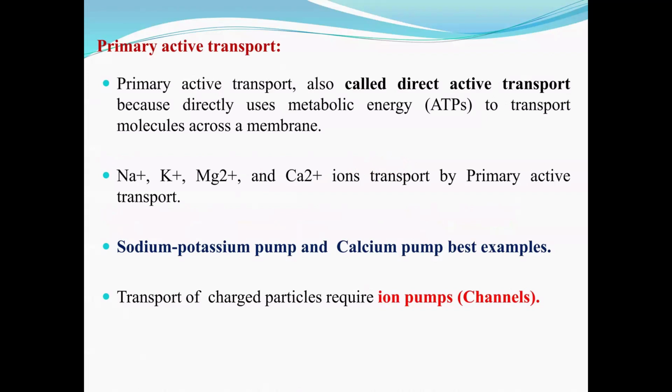And examples of the molecules that are transported by primary active transport are generally ions, like sodium ions, potassium ions, magnesium ions, and calcium ions. Examples of primary active transport are the sodium potassium pump and the calcium pump. These are the best examples of primary active transport. And the transport of charged particles requires ion pump channels. So in the case of primary active transport, it requires ATP and then a protein pump.